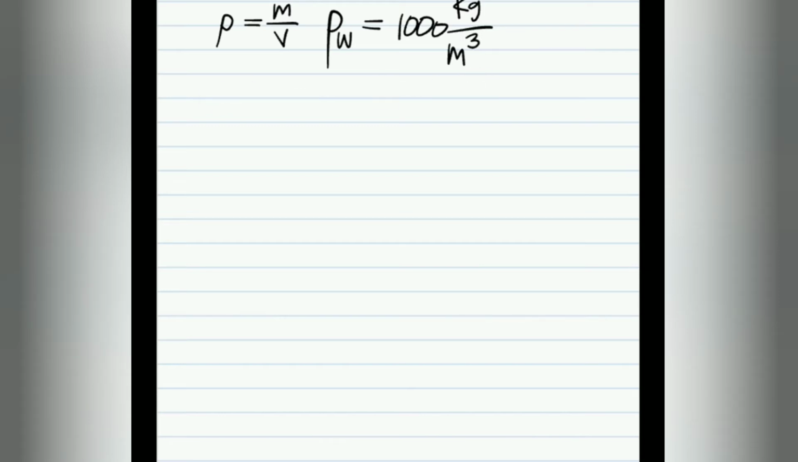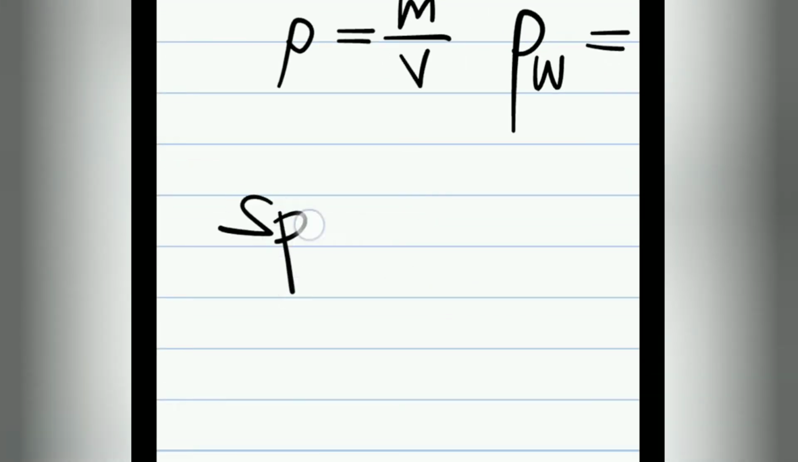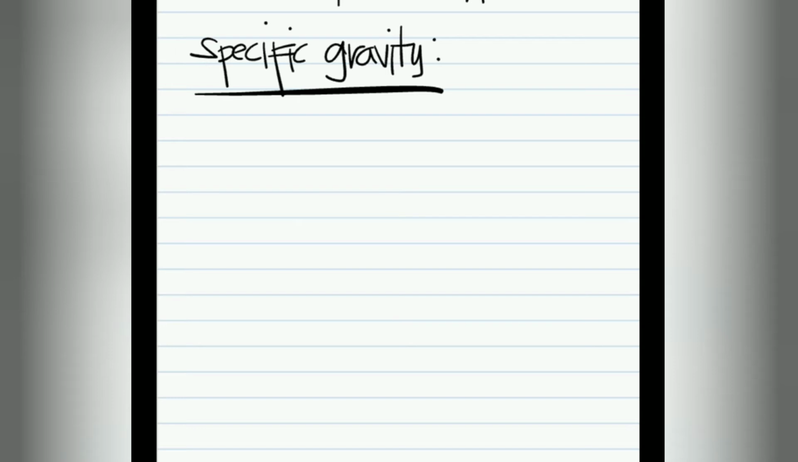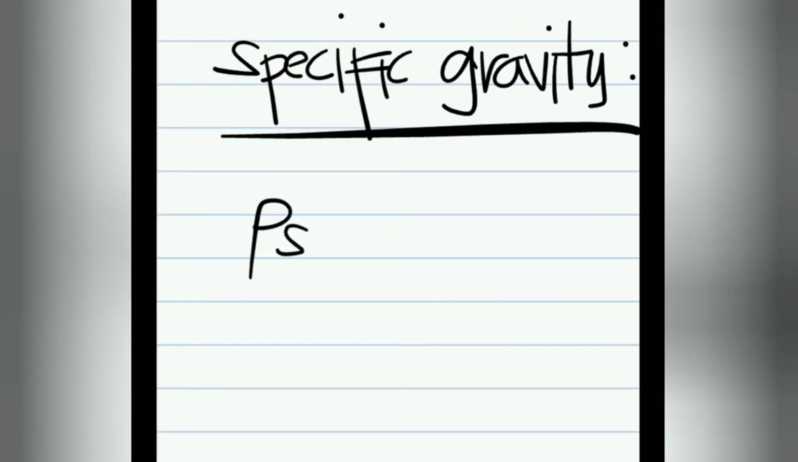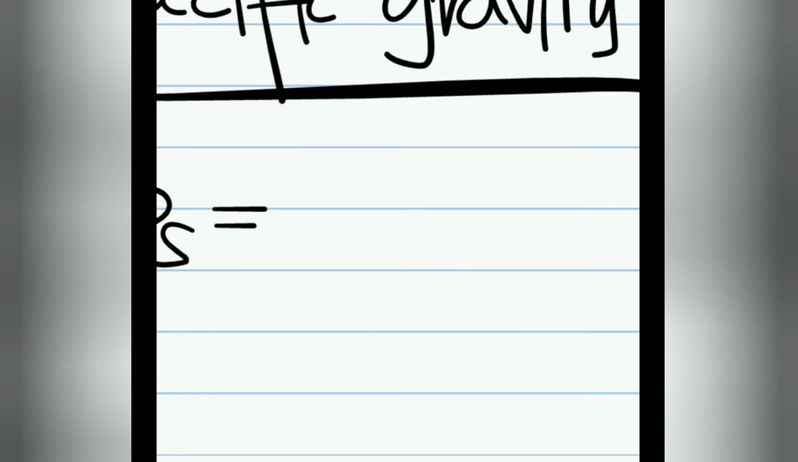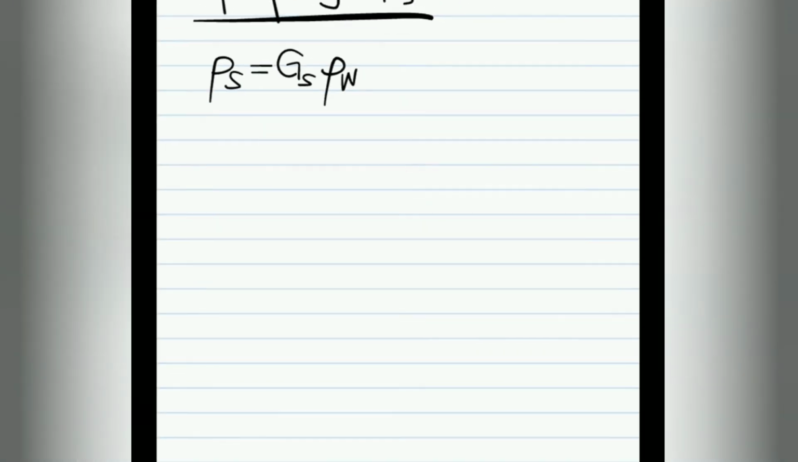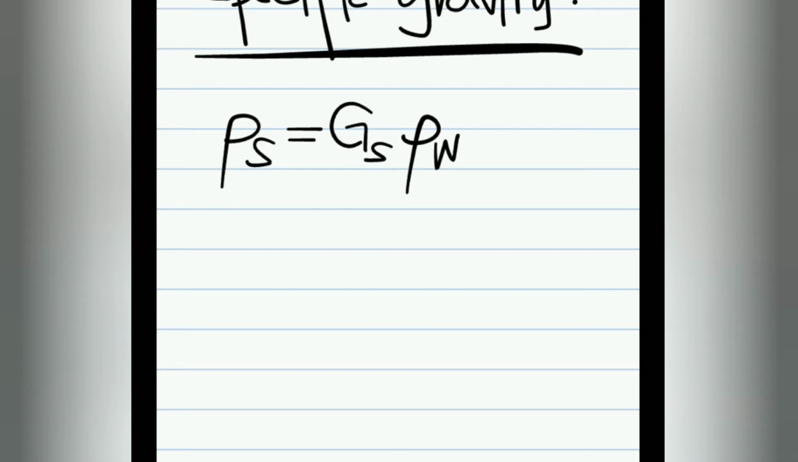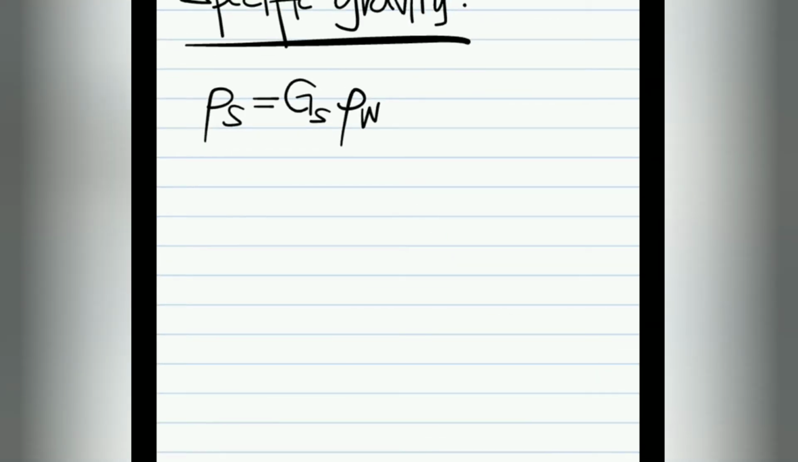Now for the specific gravity, we have here the density of soil is going to be GS times the density of water. Now what is this GS? This GS here refers to the specific gravity of soil. So again, the subscript S pertains to soil. Now, this specific gravity of soil is the comparison of the weight of the solid in comparison to the weight of water.